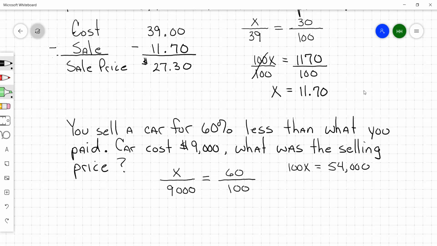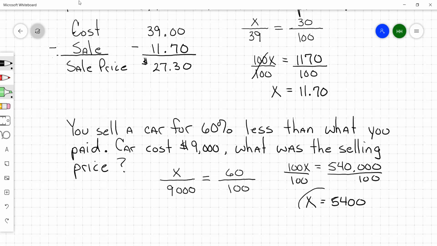$540. All right. That's 54 and 4 zeros. Yep, you're right. Thank you. Divide both sides by 100. So our x is equal to $5,400.